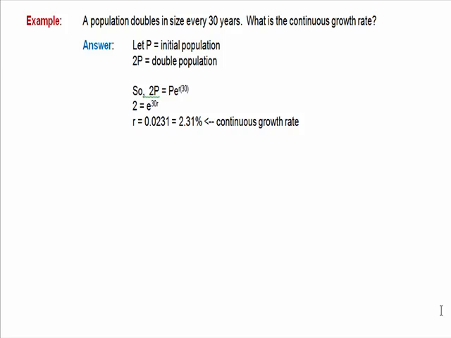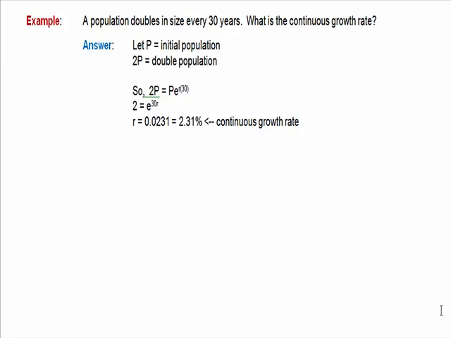Or right now, you can go in and use your calculator and use the intersect function. Your y1 would be 2, and your y2 would be e to the 30r. Make sure your 30r is all in parentheses, or 30x. When we solve this, we get r is 0.0231, or 2.31%. So our continuous growth rate would be 2.31%.